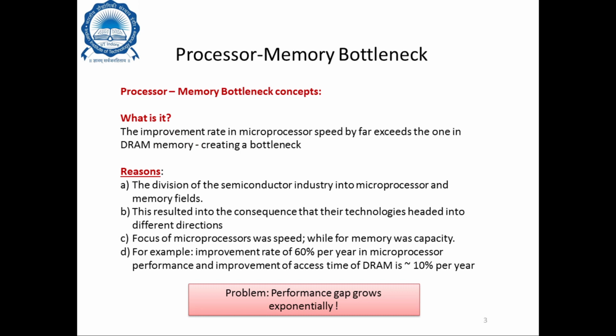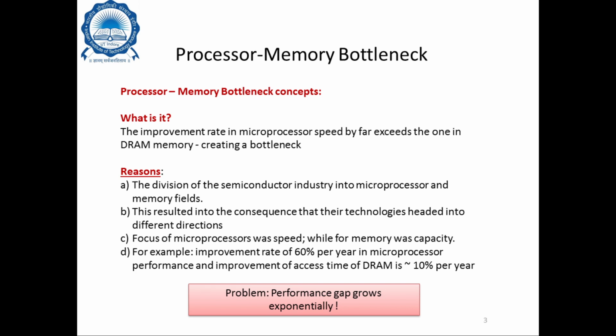Now let us have a look at the processor memory bottleneck. What is the concept behind it? Let us first try to understand that the improvement rate in the microprocessor speed by far exceeds the one in the DRAM memory. That is the reason behind the bottleneck. The improvement rate in microprocessor speed is multiple times higher than the improvement rate of the DRAM.